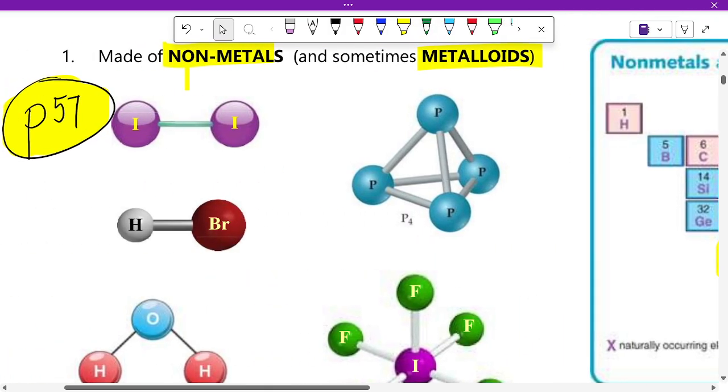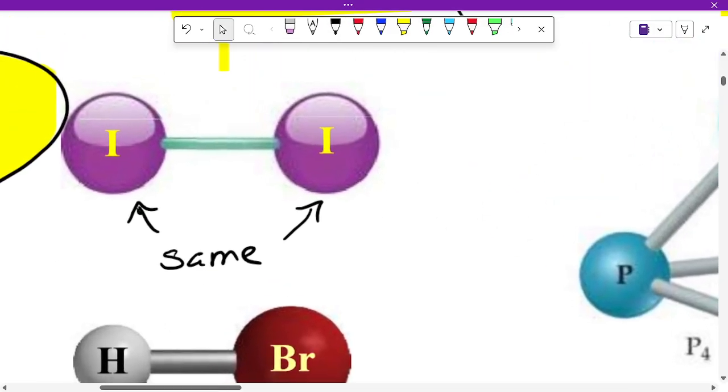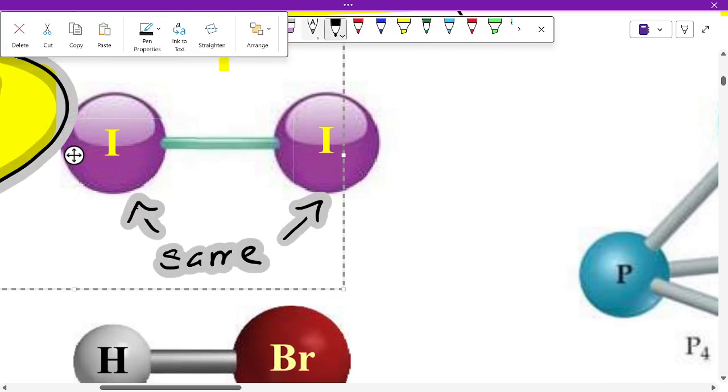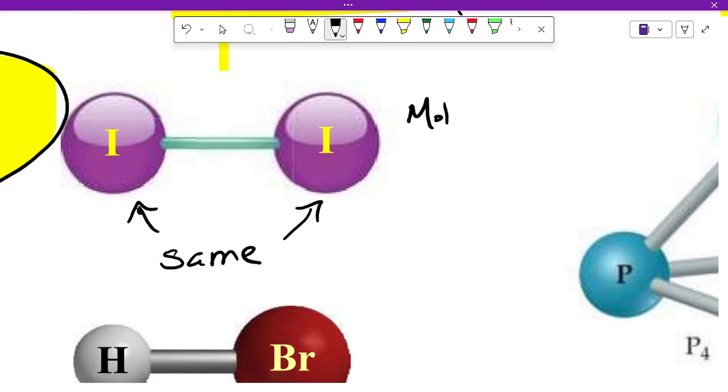And those two nonmetals can be the same, like an iodine and an iodine. And if they are the same, what kind of molecule is this? This is a molecule of an element, if the atoms are the same. Anytime you have same atoms, it is an element.